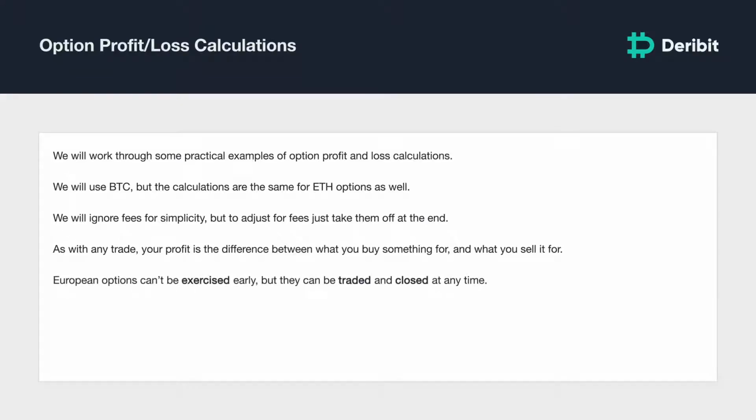While the options on Deribit are all European style and therefore cannot be exercised early, you're still free to close an option position at any time by reducing your position to zero. When an option position is not held to expiry though, but closed early, the profit and loss calculation is very simple. Each trade involves a buy order and a sell order, so you simply subtract what you bought the option for from what you sold it for. Let's go through a few examples.